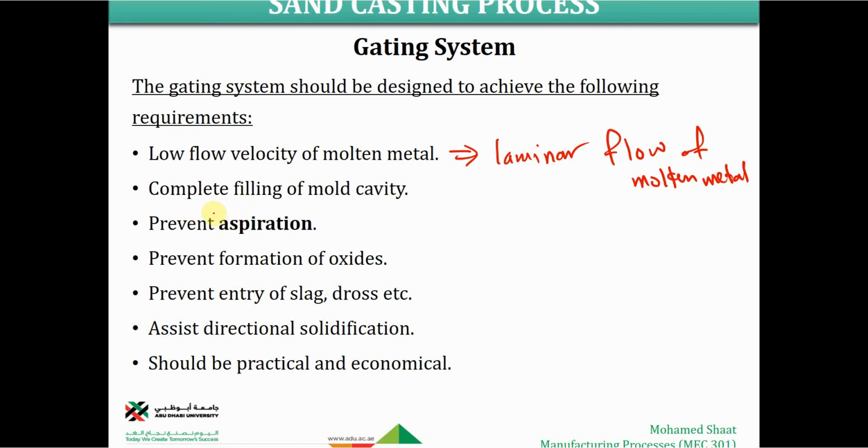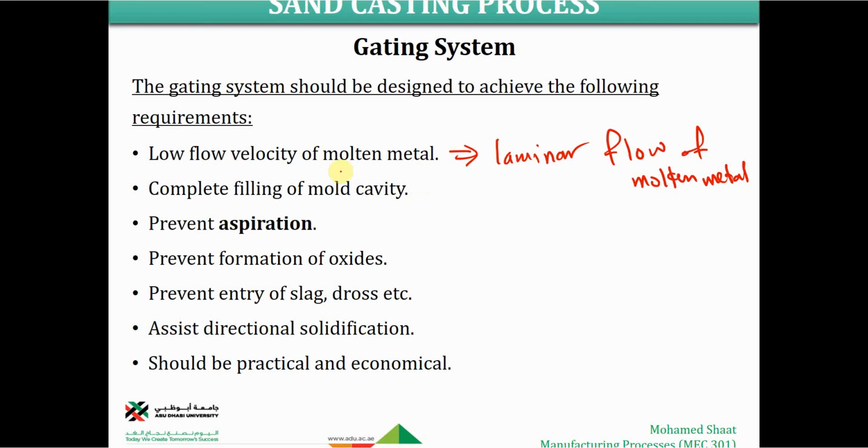Another requirement is the complete filling of the mold cavity. For example, if we messed up with the design, if we had a bad design or a wrong design of the gating system, probably the molten metal is going to cool down very quickly, and it won't be able to flow and fill the mold cavity. So it means that we're going to end up with an incomplete casting product, or incomplete filling of the mold cavity, and this is also one of the serious defects of the sand mold design or the metal casting process.